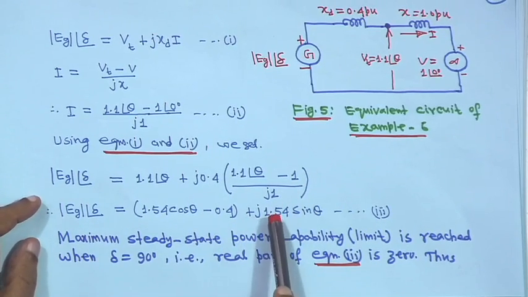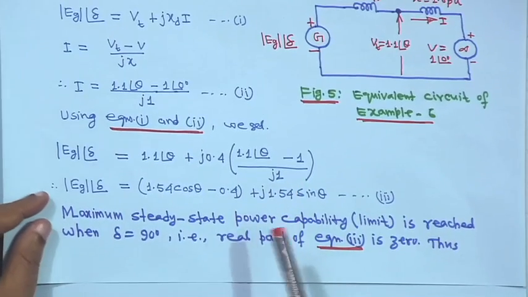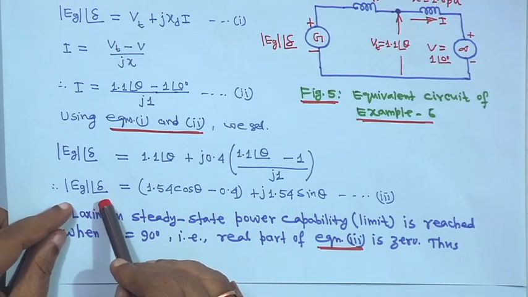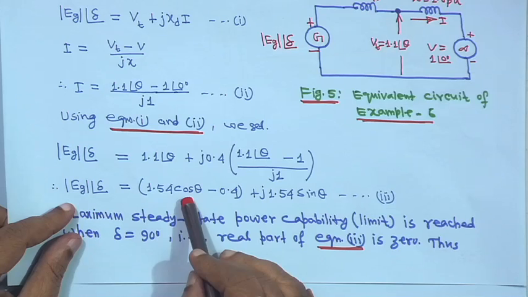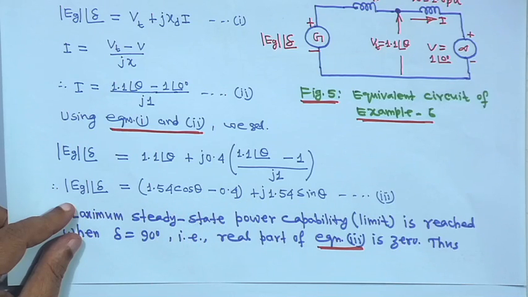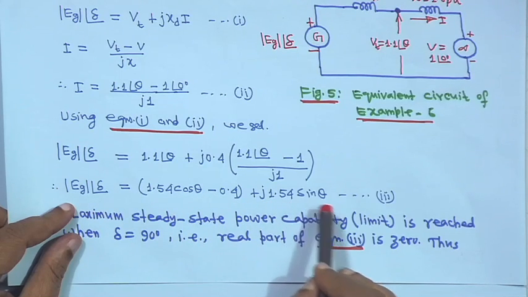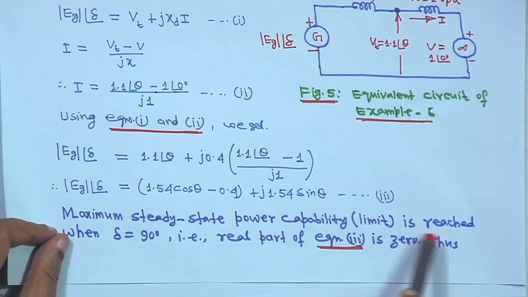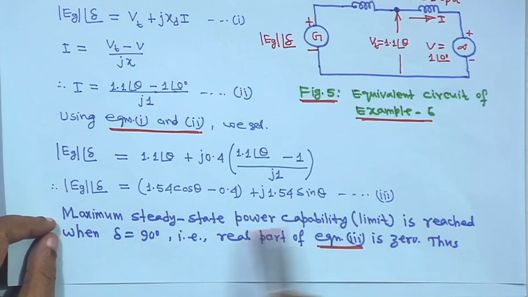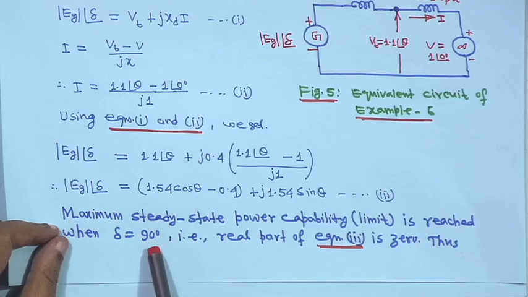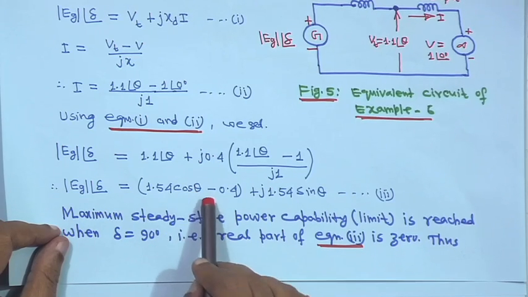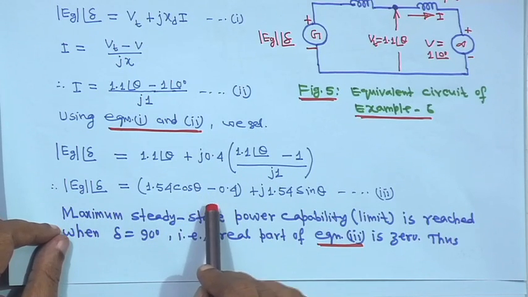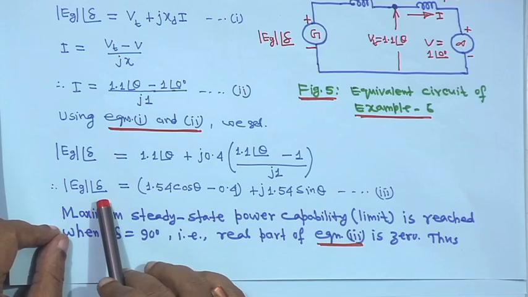If you simplify this, you will get angle E g, your E g angle delta is equal to 1.54 cos theta minus 0.4 plus j 1.54 sin theta. This is equation 3. Now, maximum steady state power capability limit can be reached when delta is equal to 90 degree. That means real part must be 0. If real part is 0, then delta will become 90 degree, right.